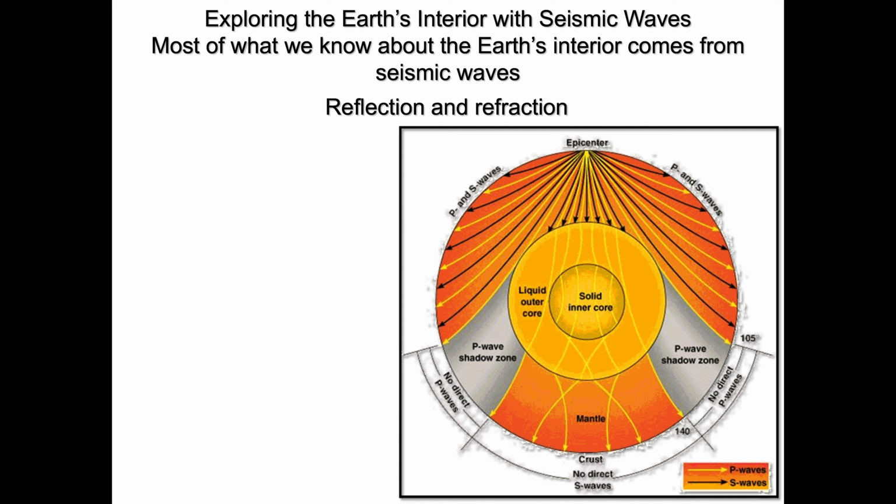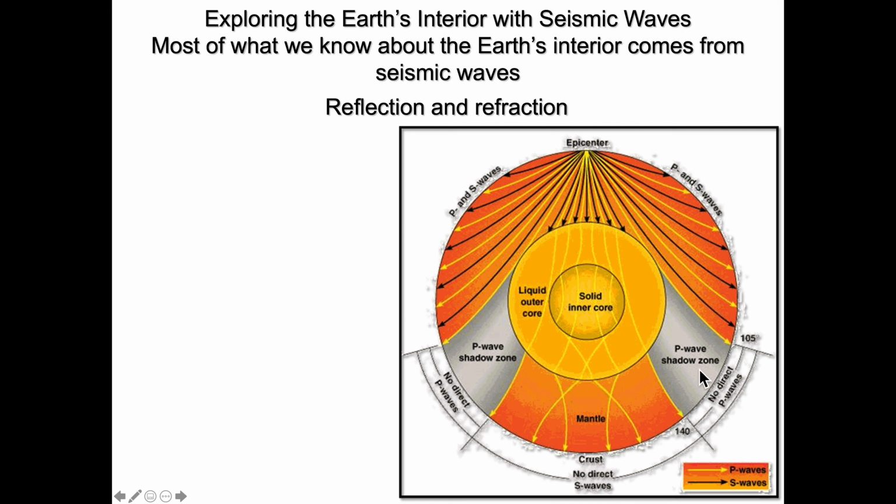And that's going to tell us about the material that this series of waves travels through, because the speed of the wave is going to be proportional to the material, the density, the rigidity of the material. And the net result is we're going to have these waves appear at the surface to 105 degrees. Then there's what's known as a P wave shadow zone, where we have no P waves reaching the surface. It says here, no direct P waves.